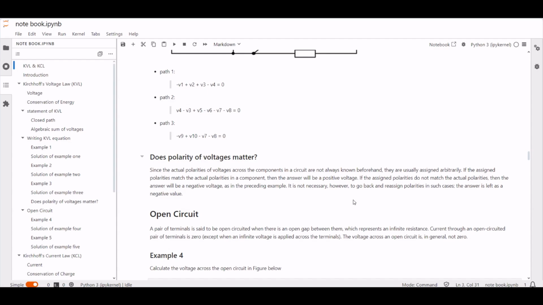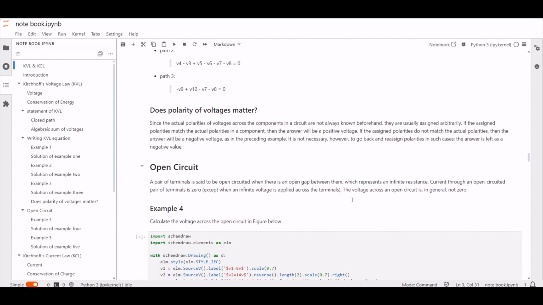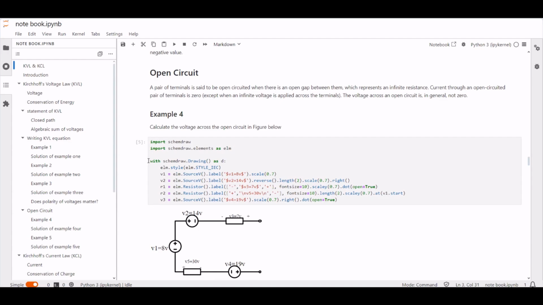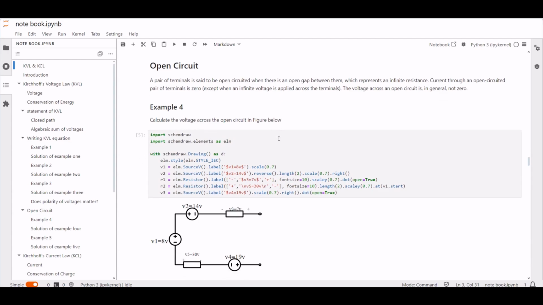And for the last part, open circuit. A pair of terminals is said to be an open circuit when there is an open gap between them, which represents an infinite resistance. Current through an open circuit pair of terminals is zero, except when an infinite voltage is applied across the terminals. The voltage across an open circuit is in general not zero. So, for example, calculate the voltage across the open circuit in the figure below.